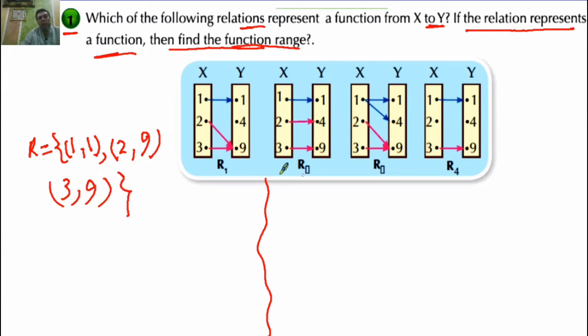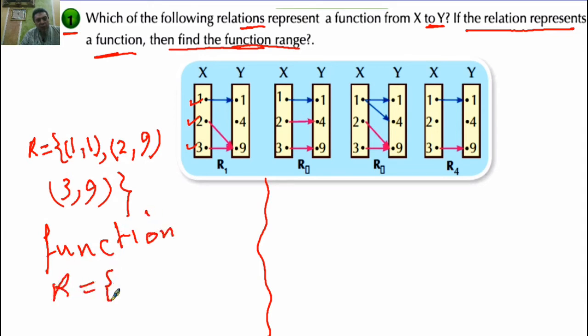Why is this relation a function? Because each element in X appears one time, connected with an element in Y. This relation is a function. Then its range, the set of elements in Y that appear in the second projection, is {1, 9}. That's the range of the relation.